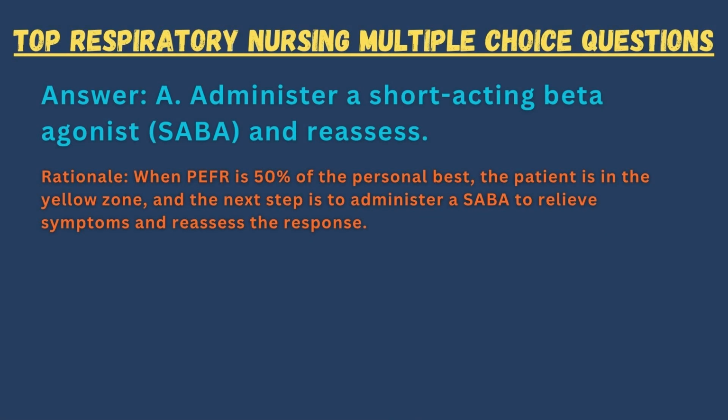Answer: A. Administer a short-acting beta agonist, SABA, and reassess. Rationale: when PFR is 50% of the personal best, the patient is in the yellow zone, and the next step is to administer a SABA to relieve symptoms and reassess the response.